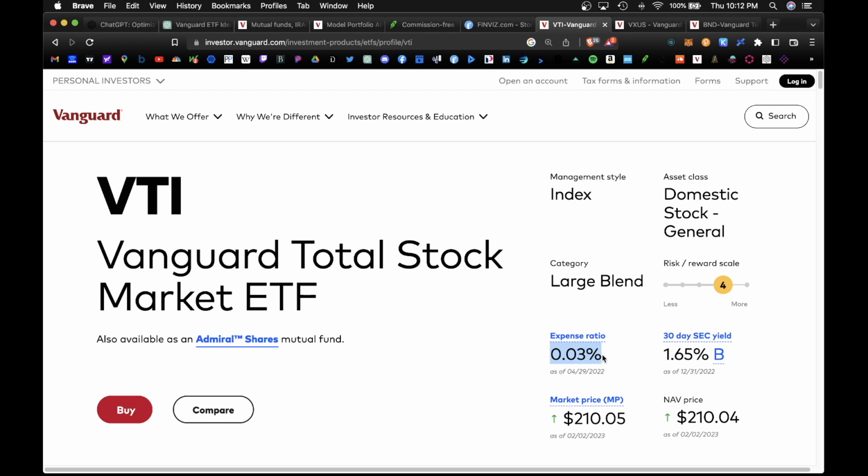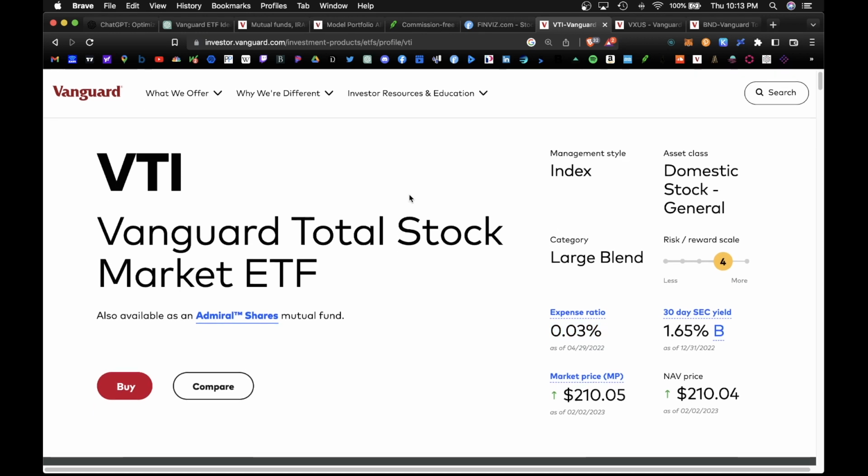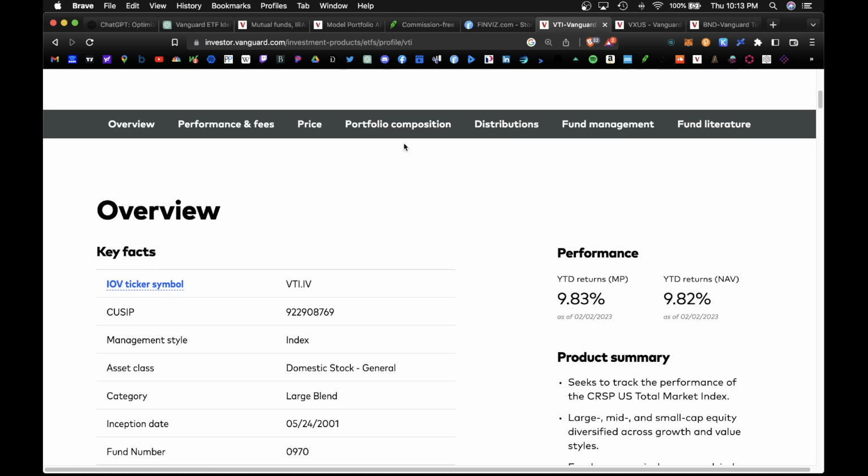So for every $10,000 invested, that means you're only charged $3 per those 10,000. Other brokers out there charge a lot more than this, and this is why I offer Vanguard to new investors. So VTI, let's dive under the hood to see what the portfolio is composed of.